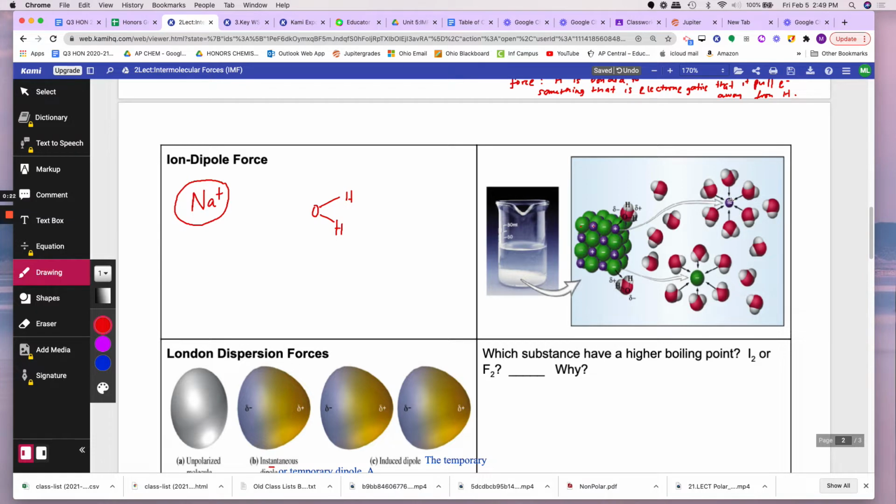As you can see here, here's the positive Na plus. And of course, since oxygen is electronegative, it'll be partially negative and it'll point towards the positive ion. Here it is again, sodium ion. Here is the water. Since oxygen is more electronegative, it has a partial negative charge and a partial positive charge here. And therefore, the attraction between them is called an ion dipole force.